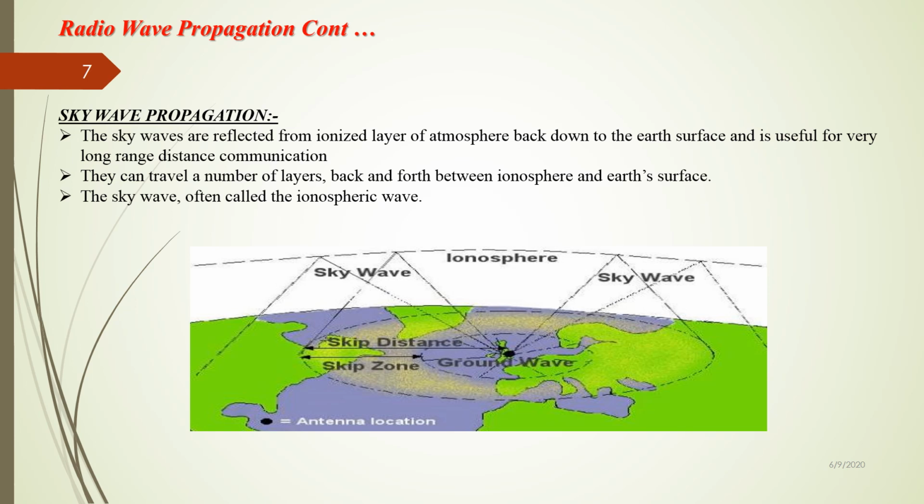So in this diagram we can see the wave propagating from the transmitter to the receiver, traveling through the different layers of the atmosphere. It goes first to the troposphere, then the stratosphere, then the ionosphere. After reaching the ionosphere, it comes back to the stratosphere, then the troposphere, and then reaches the receiver.